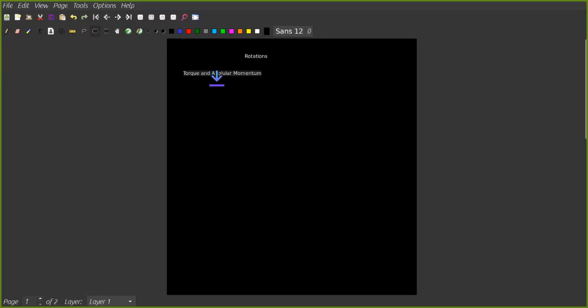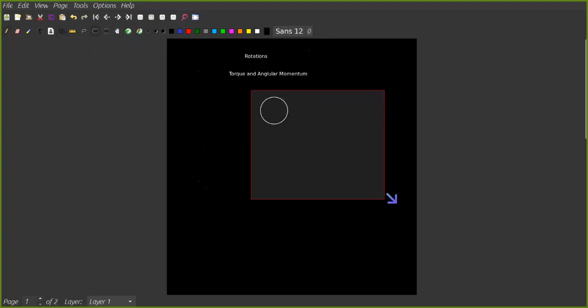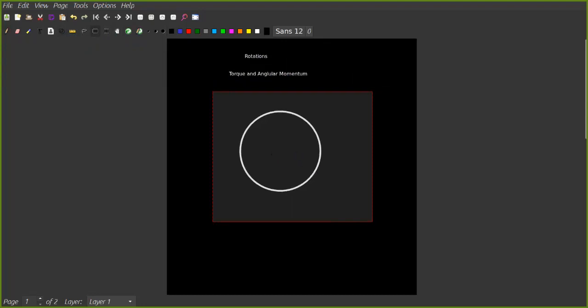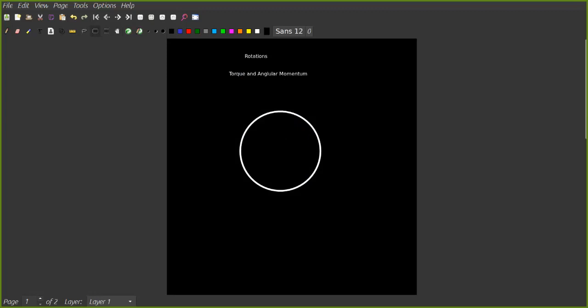Okay, and this torque in this case is a force in different positions, different directions that will make a rotation. So let me make myself clearer. Yeah, so here we have a circle. Let me draw it bigger. Okay, here we have our circle.